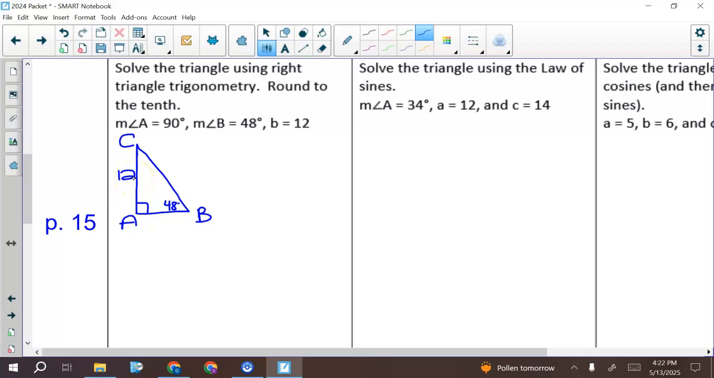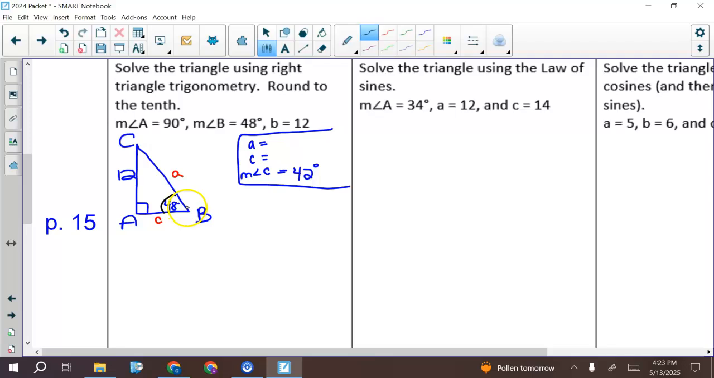If it said to solve the triangle, we need to find all the missing sides and angles. So we are missing side A, side C, and the measure of angle C. The easiest one to find right away is the angle. So the angle, just subtract from 180. 90 plus 48, subtract from 180, is 42. Next, to find side A, that would be this one, and then this would be side C.